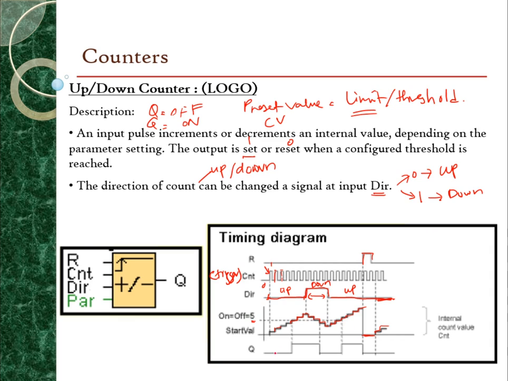This also means that the Q output here is turned on when the value is 5 and beyond, until the value is decremented below 5, when it will be turned off. Then it will turn back on when the value is 5 and above, and turned off again when the value is less than 5, and so on. So this is the timing diagram of the Logo counter.